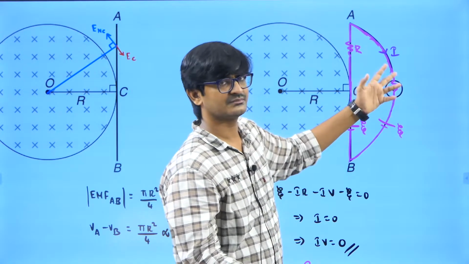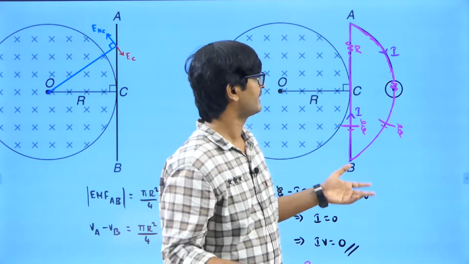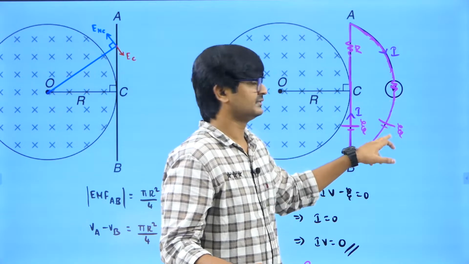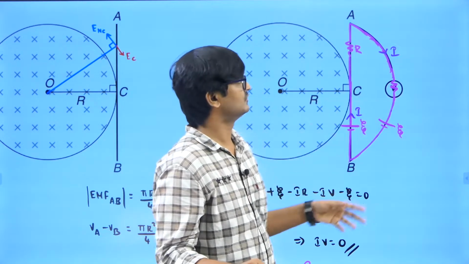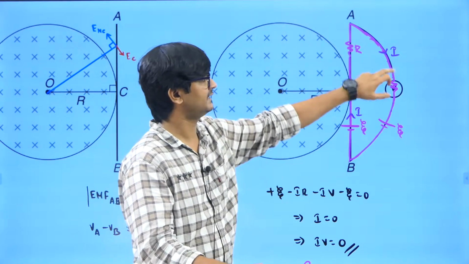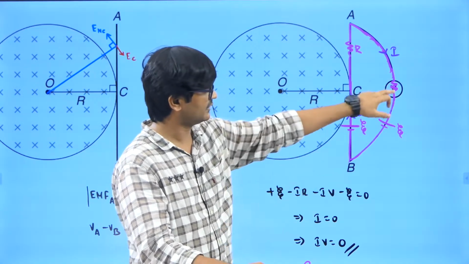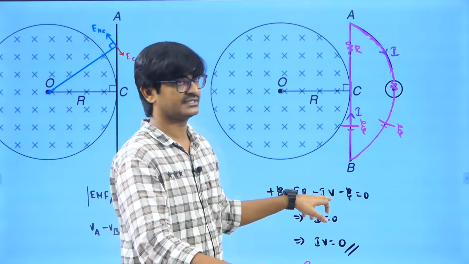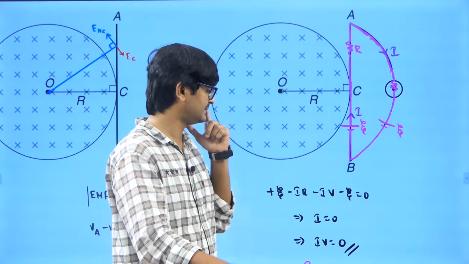Now the voltmeter will have some very high resistance, and this induced EMF is there for this line also. So if I write the loop equation, what is it going to be? It is going to be plus E minus IR minus I into voltmeter resistance, where V represents the voltmeter resistance, minus E equal to 0. From there I can see I equal to 0.